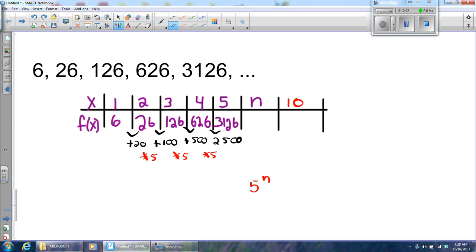I'll make my little comparison line. And 5 to the first, 5 to the second, 5 to the third, 5 to the fourth, and 5 to the fifth. Oops, silly me. Okay, and then I'm going to compare up. How do I turn 5 into 6? Well, I add 1. 25 to 26, I add 1.